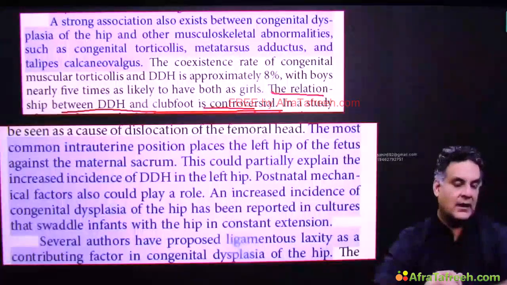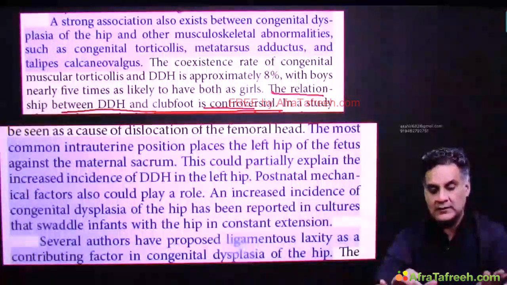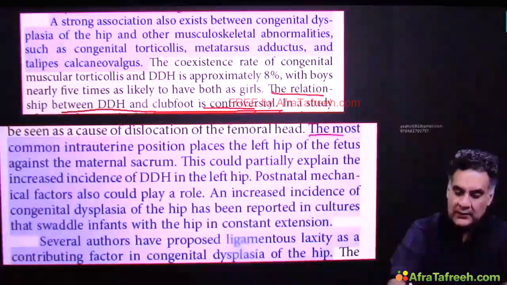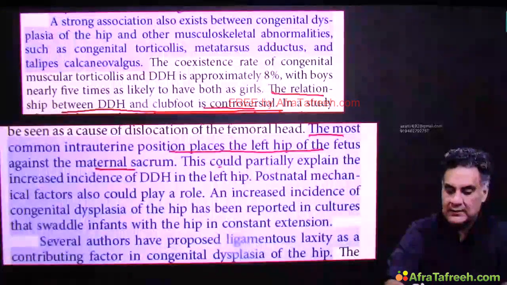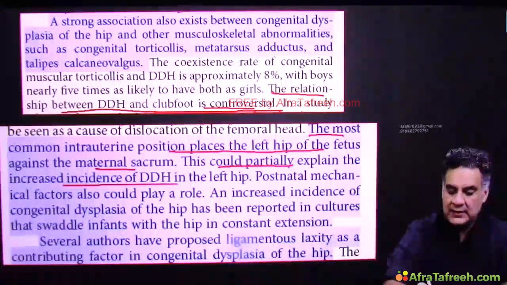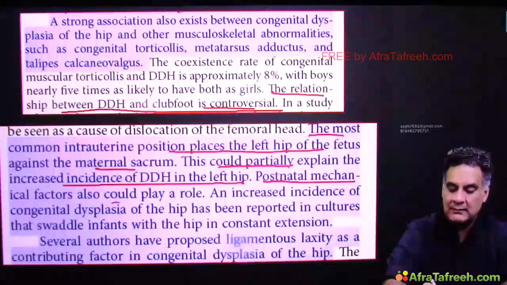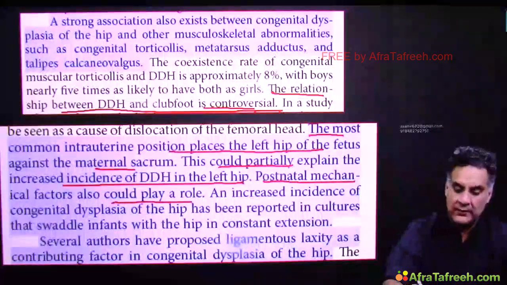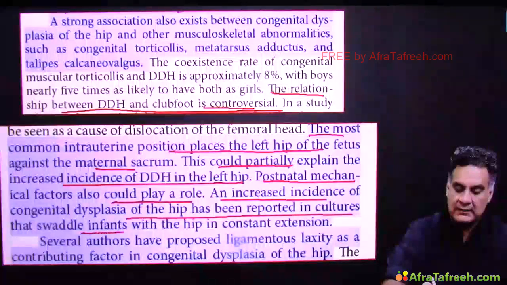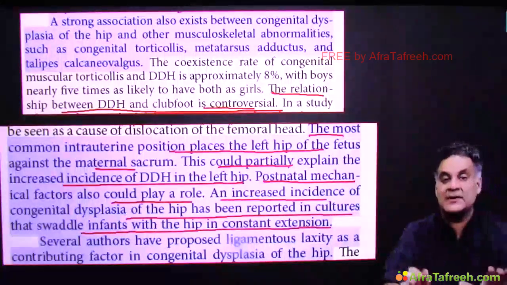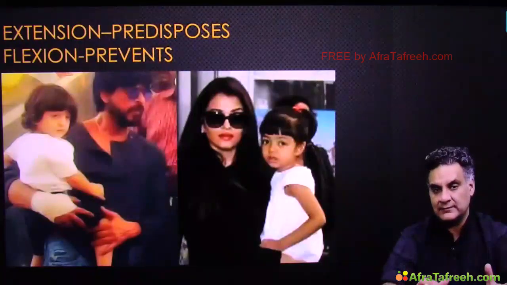International authors said, how can you decrease the incidence of a disease after birth? Look at what the literature says. The most common intrauterine position places the left hip of the fetus against the sacrum. This can explain the increased incidence of DDH on the left side. So left is more common. Postnatal mechanisms can play a role. So after delivery, there's a role. An increased incidence of DDH has been reported in cultures that keep the infants with the hip in constant extension. So if we keep them flexed and abducted, it prevents DDH.